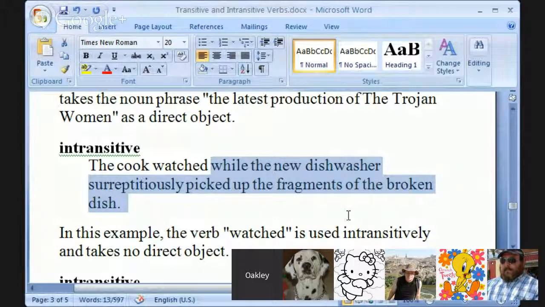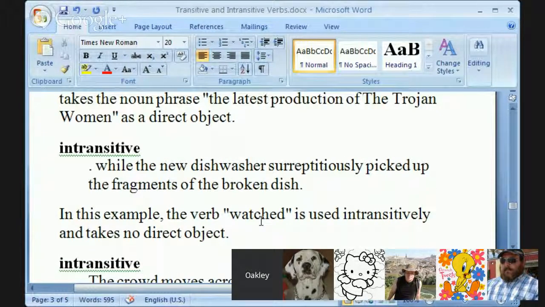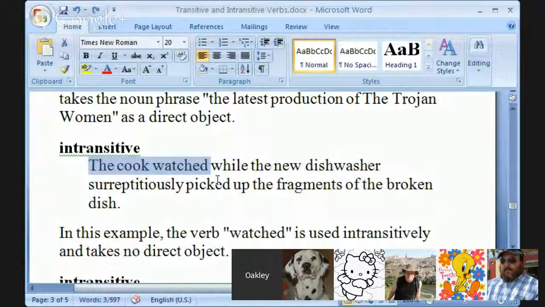We have a dependent clause. This can't exist by itself. While the new dishwasher surreptitiously picked up the fragments of the broken dish is a dependent clause. It needs some help to make it a complete thought. In this case, the independent clause, the cook watched. Yep. The cook watched actually makes sense. This would be a correct sentence. All by itself, it would be a correct sentence. The cook watched, because it is a complete idea. All right. You can form a sentence with just a subject, noun, and a verb. But clearly, if it still makes sense and you only have a subject, noun, and a verb, it has to be an intransitive verb. Obviously, there's no object.